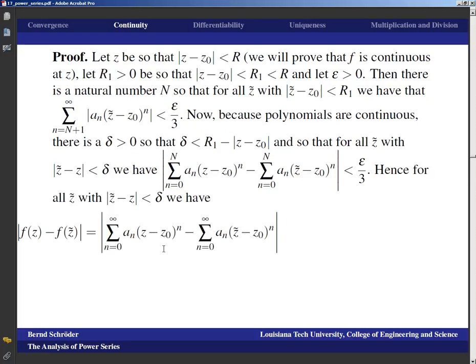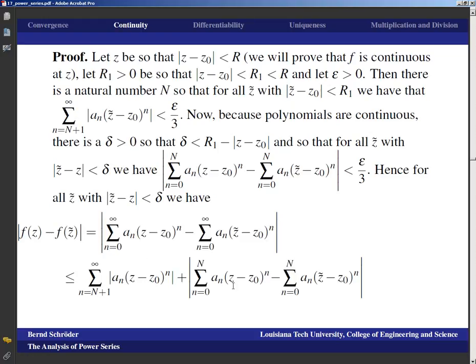f of z minus f of z tilde, well, that's just the difference of the power series, and we can break that up as follows. That's less than or equal to the tail of the first series, plus the difference of the beginnings of the two series, plus the tail of the second series. That's because this guy plus this guy would be equal to the first one, and this guy plus the other guy is equal to the second one. Of course, we have used the triangular inequality repeatedly to break this up into three absolute values and to also pull the absolute values inside the series.